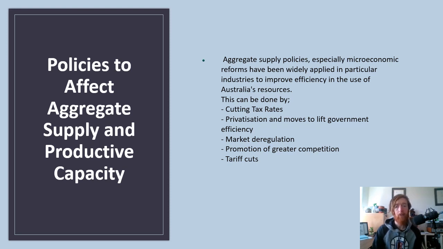Promoting greater competition. So we've got the ACCC, who prevents monopolies from occurring or prevents any anti-competitive behavior, and this keeps businesses having to be more efficient and therefore being able to produce more. And tariff cuts, which is when countries don't have unnecessary taxes on trade of goods and services, so then we try and maximize our exports and get cheaper imports, which are used in production, which can also lower the cost of production for businesses and help us supply more overall.